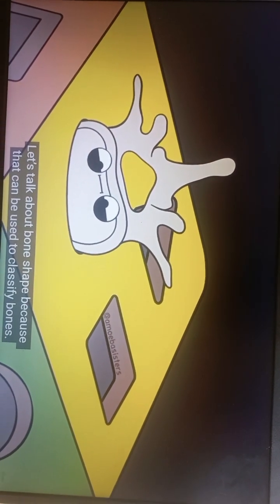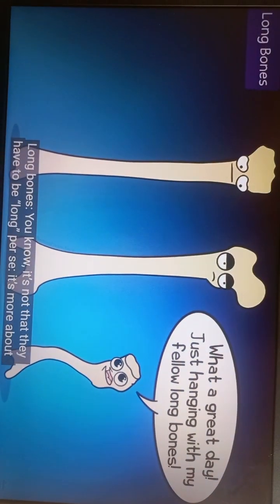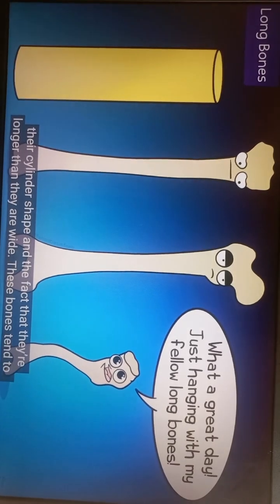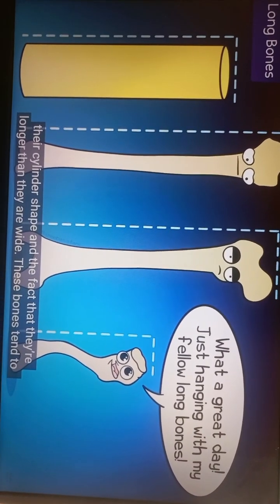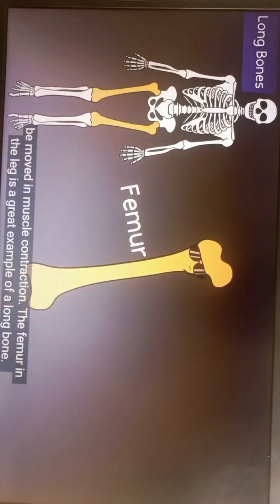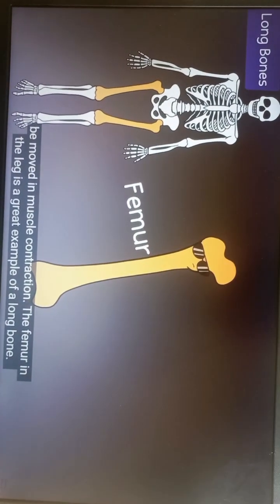Let's talk about bone shape, because that can be used to classify bones. Long bones. You know, it's not that they have to be long per se, it's more about their cylinder shape and the fact that they're longer than they are wide. These bones tend to be moved in muscle contraction. The femur in the leg is a great example of a long bone.